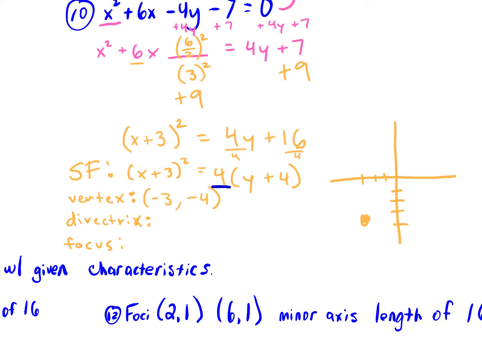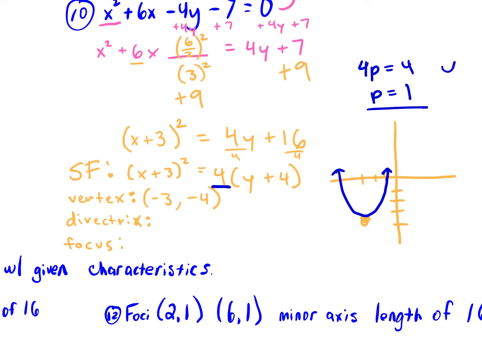Remember, this number that gets multiplied to the parentheses on the right, that is 4p. So if 4p is equal to 4, what is p? 1. Does my graph open up or down here, or left or right? It opens up. It opens up because p is positive and because x is squared. So since x is squared, we know it's going to open up, and p is positive, so smiley face.